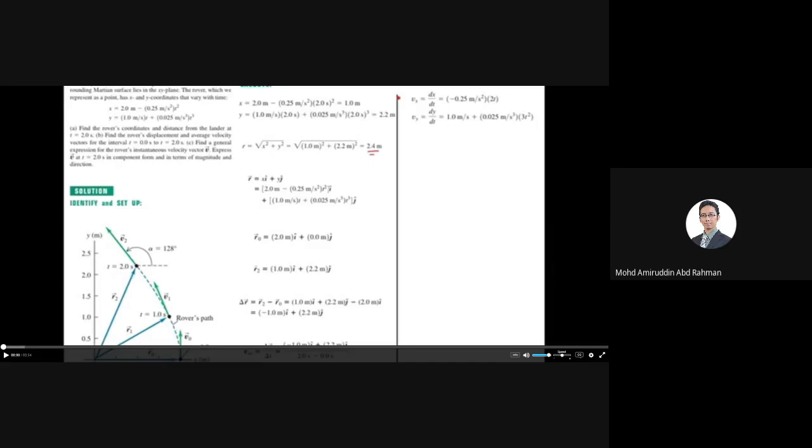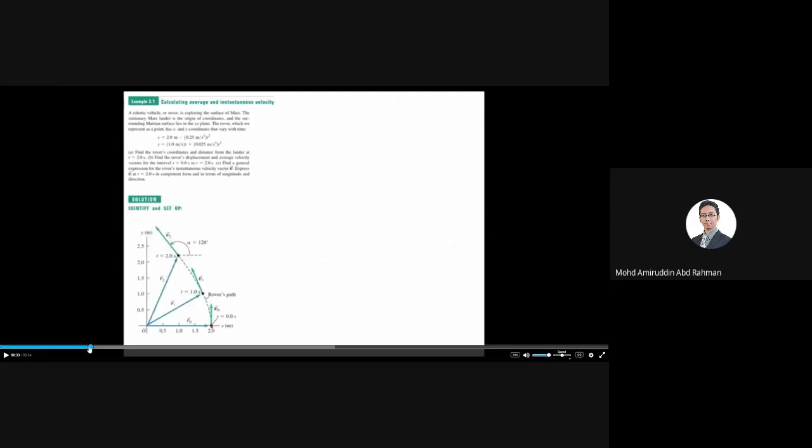Okay, so you got the concept? All right, so let's have a look. Example 3.1, a robotic rover movement. For example, over here, the question asks about a rover's movement.